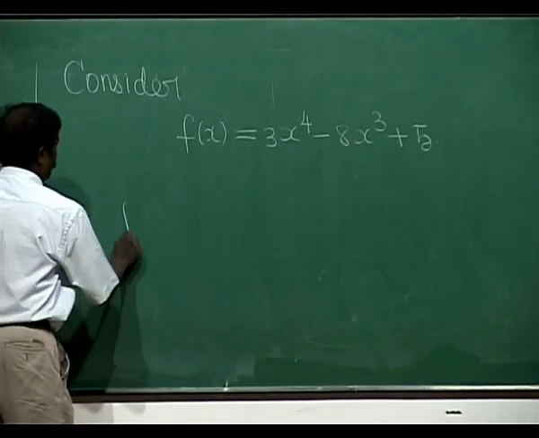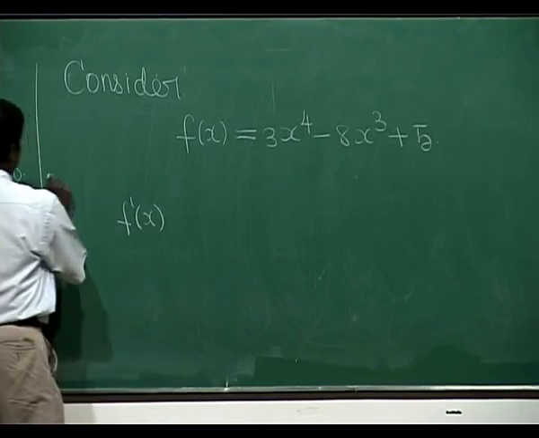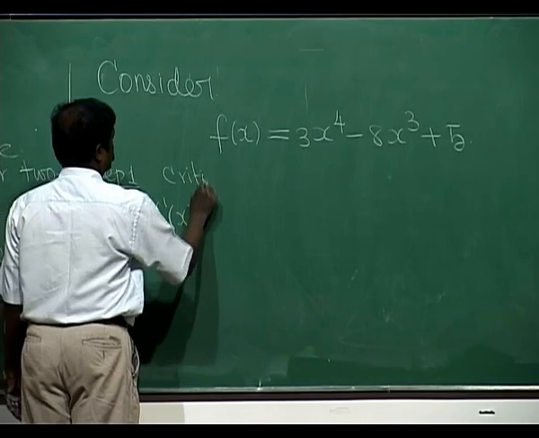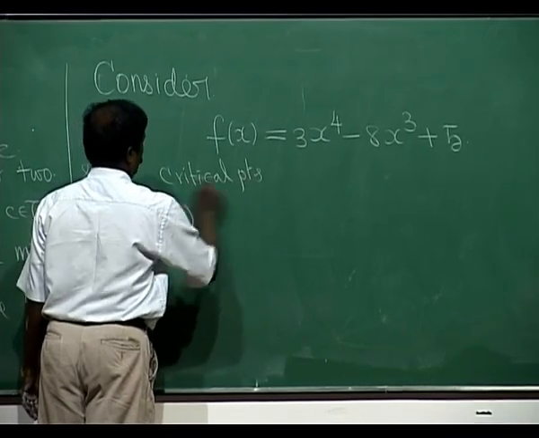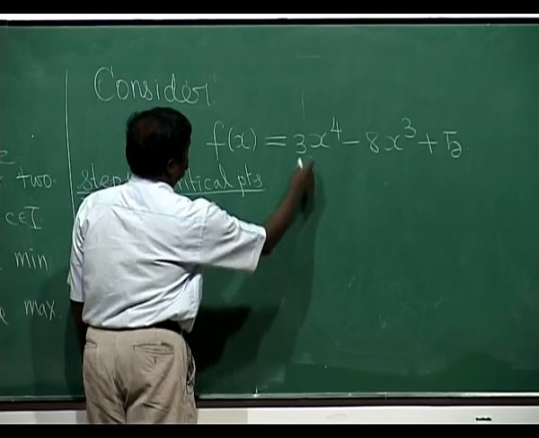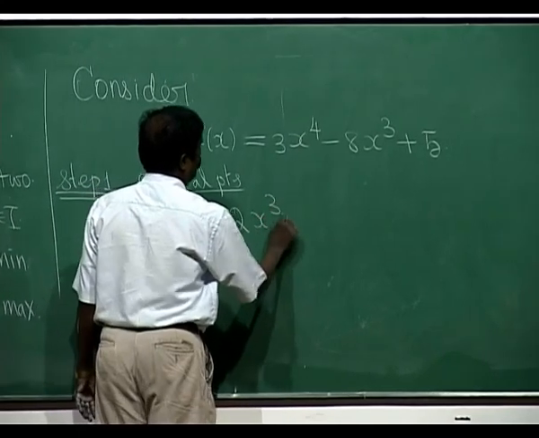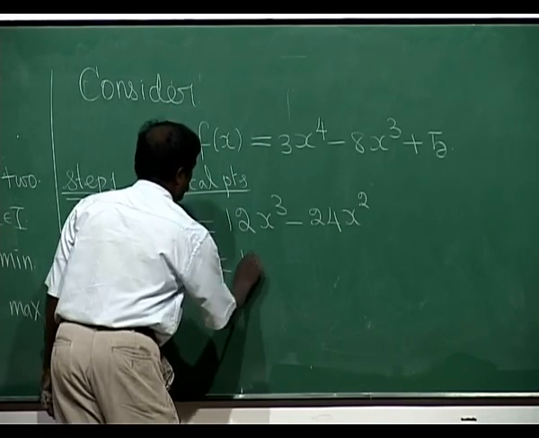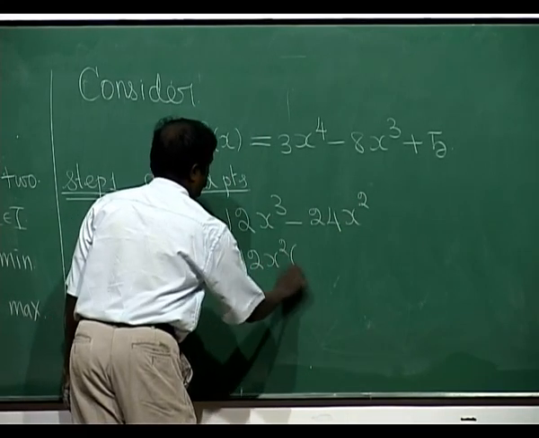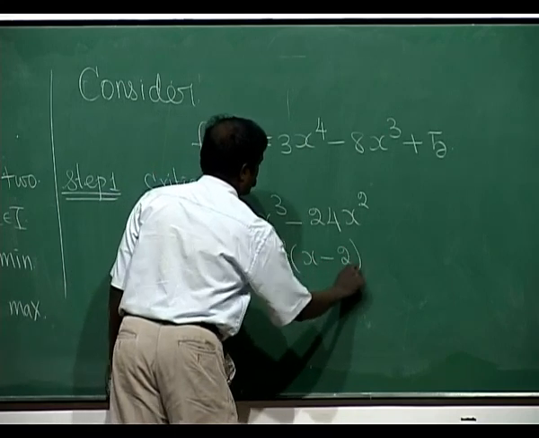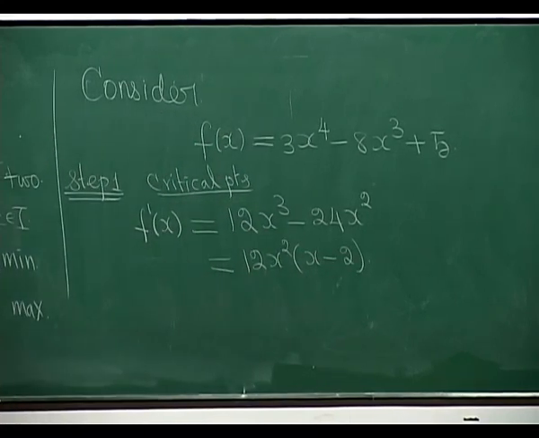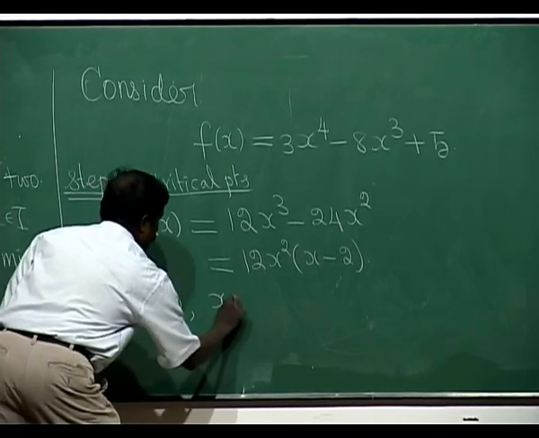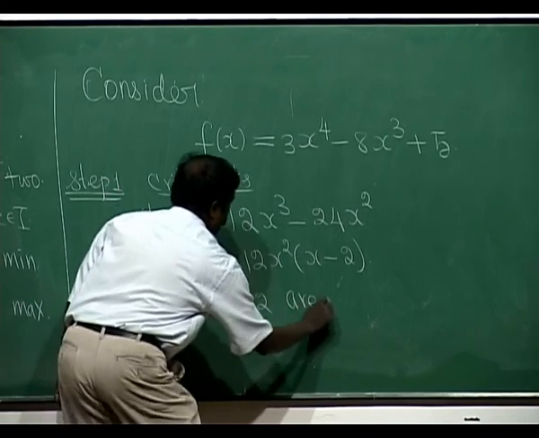Now let's find f'(x). First step, finding critical points. f'(x) is 12x^3 - 24x^2, that is 12x^2(x - 2). Is that right? So that implies x = 0, x = 2 are critical points.